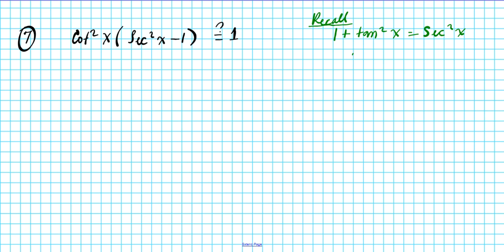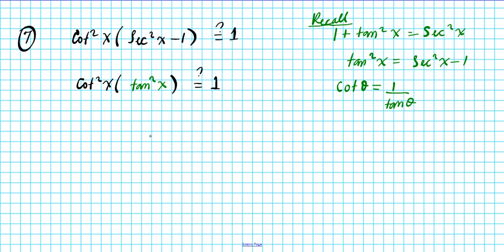Now if I subtract 1 from both sides, I'll have tan square x is equal to secant square x minus 1. So I can replace this secant square x minus 1, so I'll bring down cotangent square x times tan square x. Okay, is it equal to 1? Now let's see how we can simplify this. Using our reciprocal identities, we can express cotangent square x as the reciprocal of tan. So you also want to recollect the fact that cotangent theta is equal to 1 over tan theta, right? So cotangent square x can be expressed as 1 over tan square x.